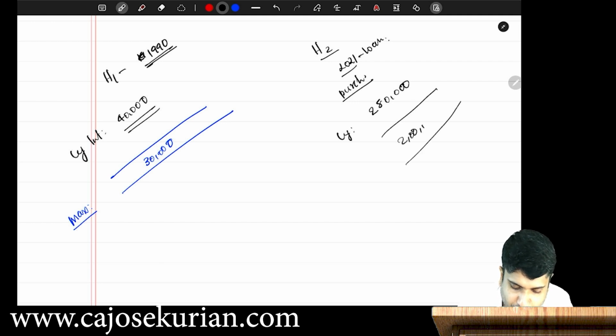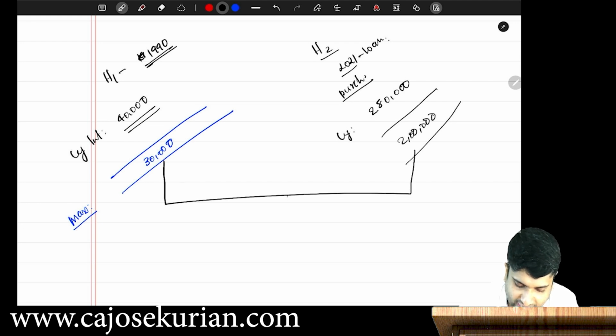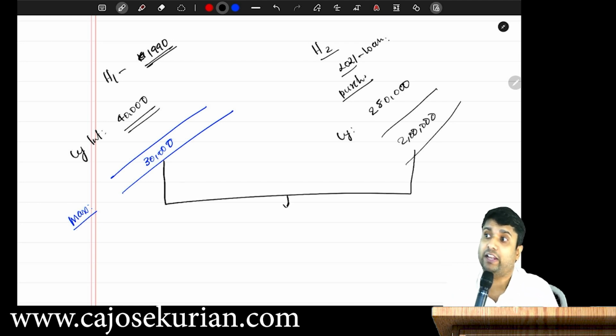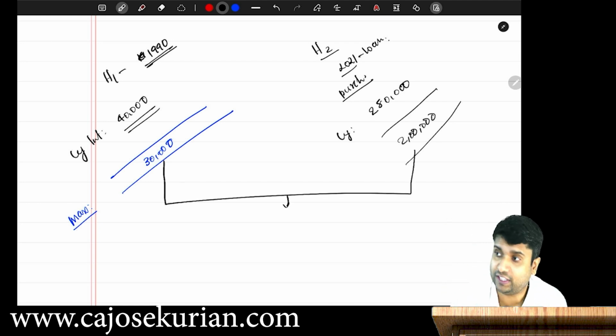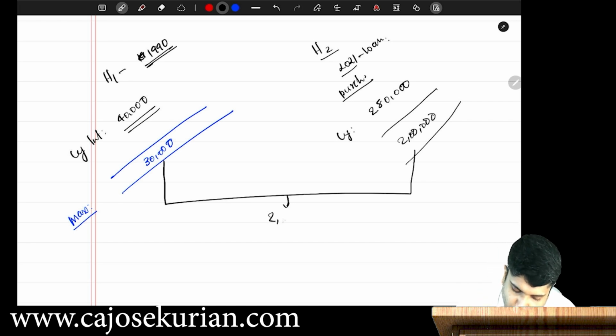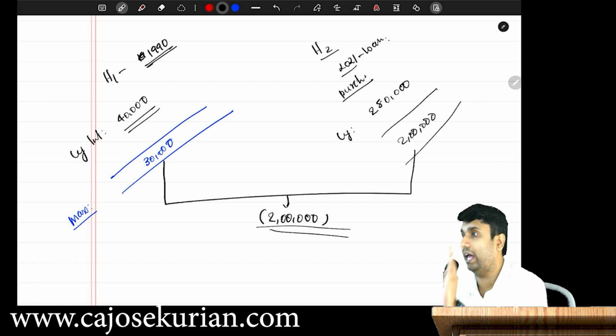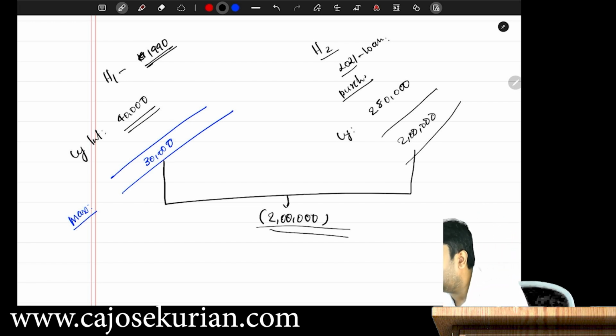But there is another problem coming. What is the problem? I have two self-occupied properties. One has a limit of 30,000 and the other has a limit of 2 lakh. Of both of them, the maximum I can claim is 2 lakh, not more than that. I cannot claim 2 lakh 30. Altogether, I can claim only 2 lakh. Are you with me?